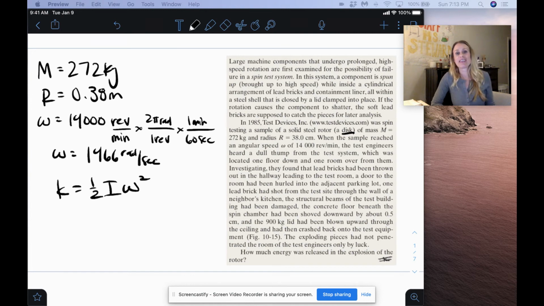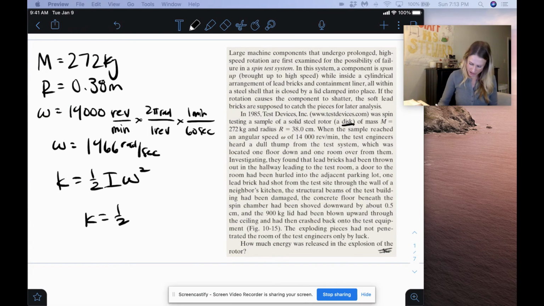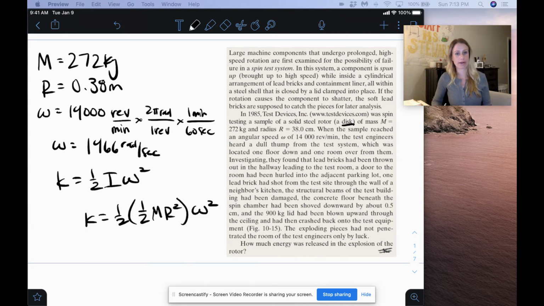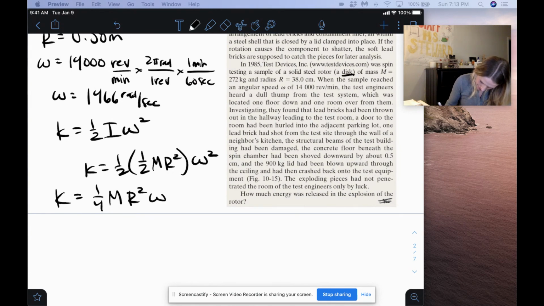So of course, the reason that the disk information that I underlined here is important is because that gives us the rotational inertia equation that we're going to use here. So kinetic energy is equal to 1/2 times our rotational inertia, which in this case of a disk, it's 1/2 mr squared times omega squared. Okay, now 1/2 times 1/2, of course, is 1/4. So we get kinetic energy is equal to 1/4 times m times r squared times omega squared.